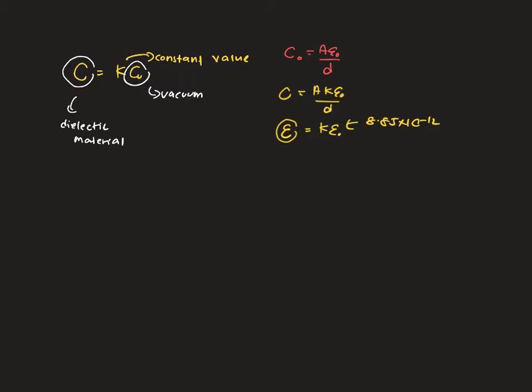Okay, so we already talked about capacitance and permittivity. Let's talk about the effect of dielectric material on energy density. Without dielectric material, your energy density is 1 over 2 epsilon naught E square. But when you put in the dielectric material, it becomes 1 over 2 K epsilon naught E square. Therefore we can write this as 1 over 2 epsilon E square, where epsilon is the permittivity with dielectric material.